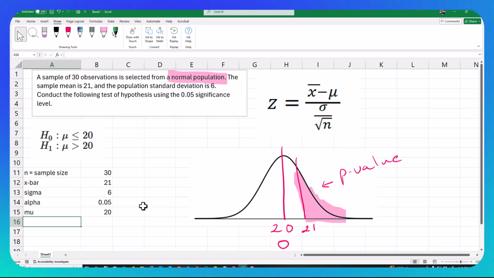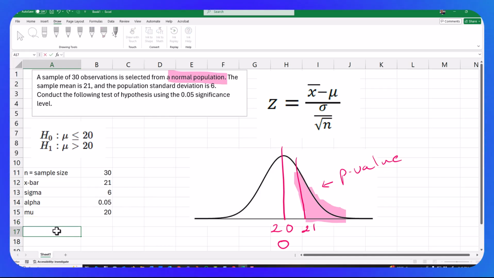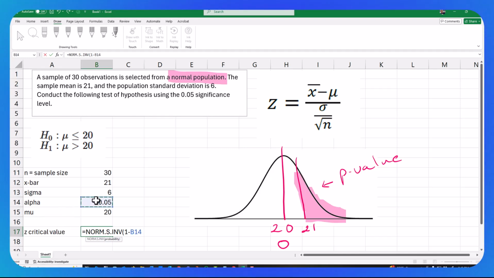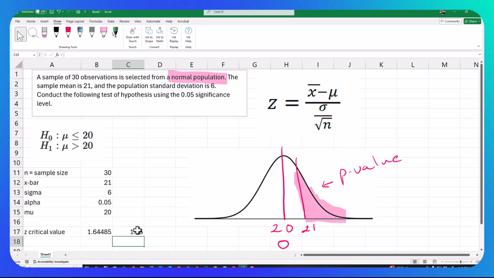So we could find our Z critical value. Because this is a right tail, in norm.s.inv the probability we would put in is 1 minus this value. Remember that when you're looking at probabilities, it's always everything to the left. We can round this to 2 decimal places, and this would be my critical value.